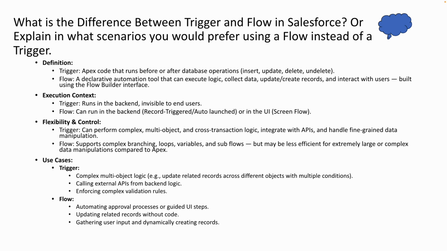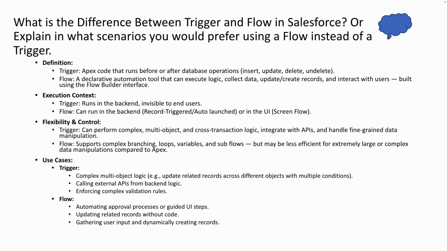Okay, so to start with, a trigger is code, and flow is a declarative automation tool that you can build to execute your logic. It can do all sorts of things which a trigger can do, but trigger is more versatile. It can do a lot more things than a flow can. So basically, if you take the trigger execution context, it runs in the backend, invisible to the user, while flow also runs in the backend, but there is a screen flow which runs in the UI.